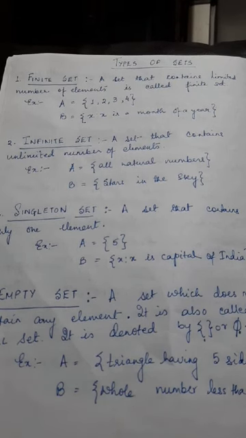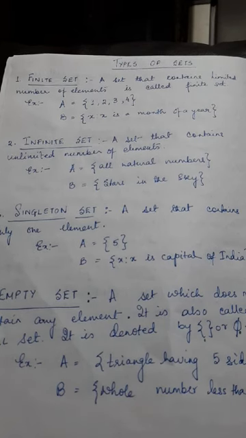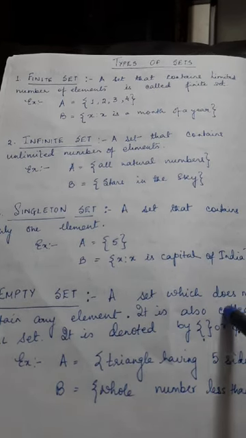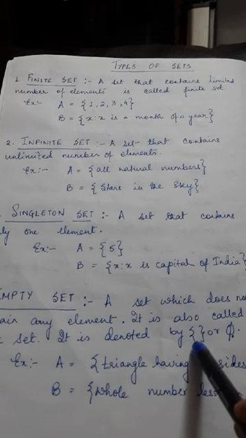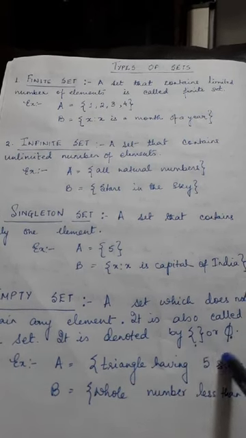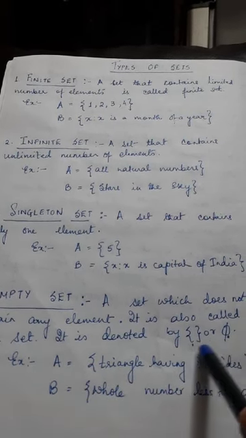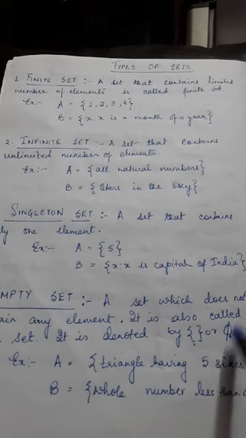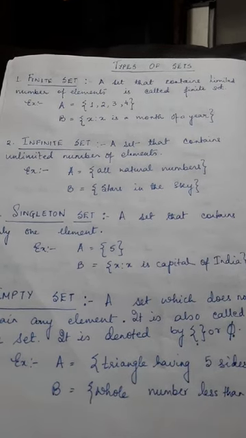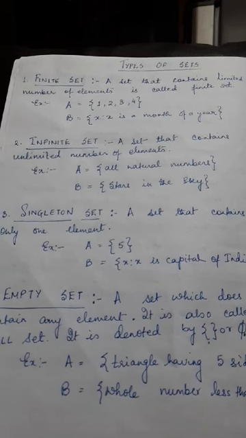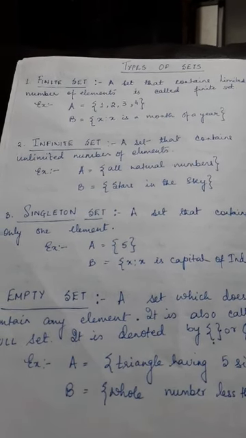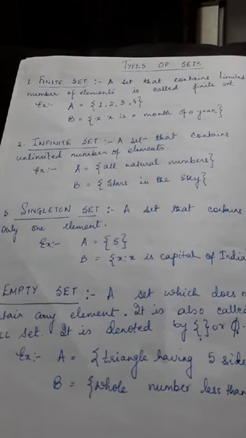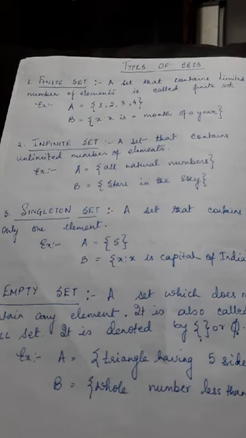Empty set. Empty set means a set which does not have any member is called an empty set, and it is denoted by this sign or this. This sign is very important, students. For example, a triangle having 5 sides. I hope all of you know a triangle cannot have 5 sides. So it's an example of an empty set.